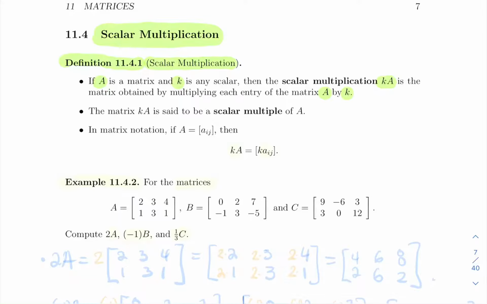If you look at the matrix notation where A is the matrix with the entries a_ij, if you multiply A by k, then every entry inside the matrix A is multiplied by k. Now let's look at some examples.